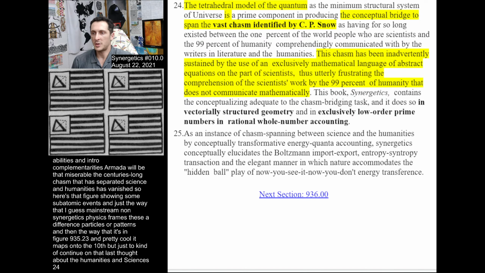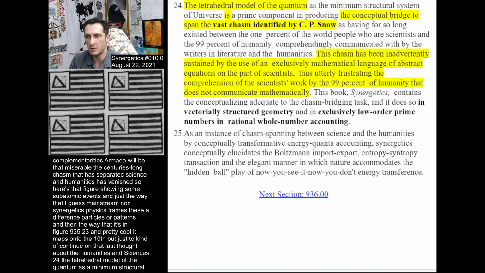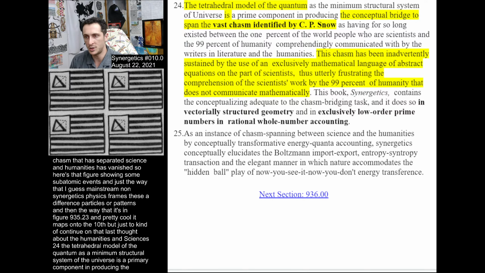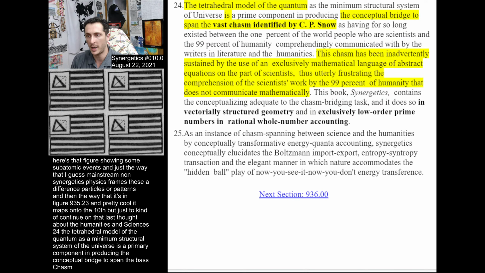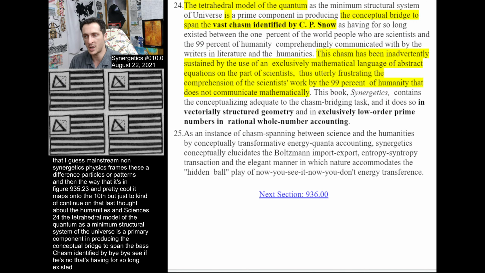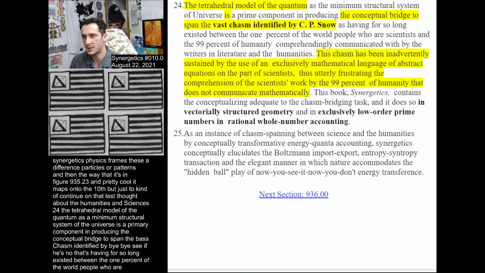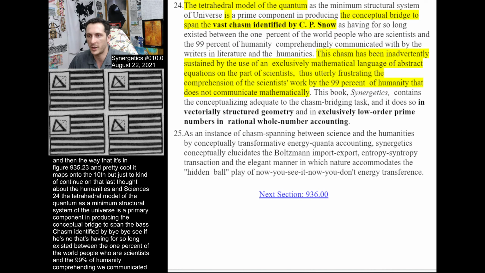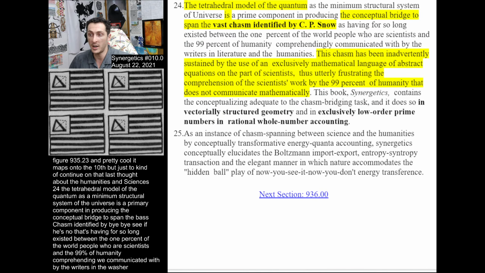24. The tetrahedral model of the quantum as the minimum structural system of universe is a prime component in producing the conceptual bridge to span the vast chasm identified by C.P. Snow as having for so long existed between the 1% of the world people who are scientists and the 99% of humanity, comprehendingly communicated with by the writers in literature and the humanities.